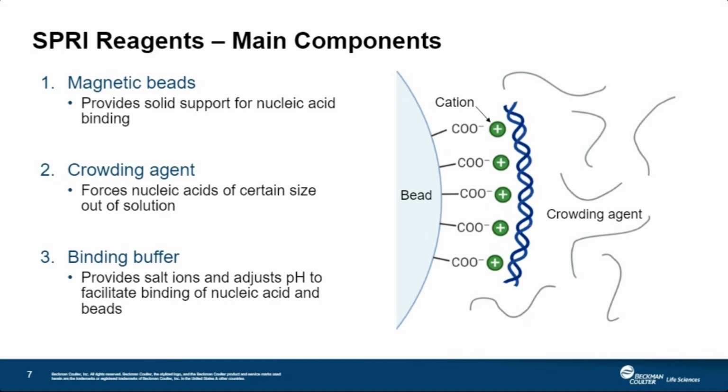The last component here is the binding buffer. These binding buffers contain salt ions, and you can adjust the pH for binding. The pH has a huge impact on the charge here, and if you have a change in the pH, that can decrease your binding efficiency. So if you're going to use a system like a SPRI-based reagent, it's really important to consider the buffer that your sample is in to begin with, because again, pH plays a huge role in how this happens.